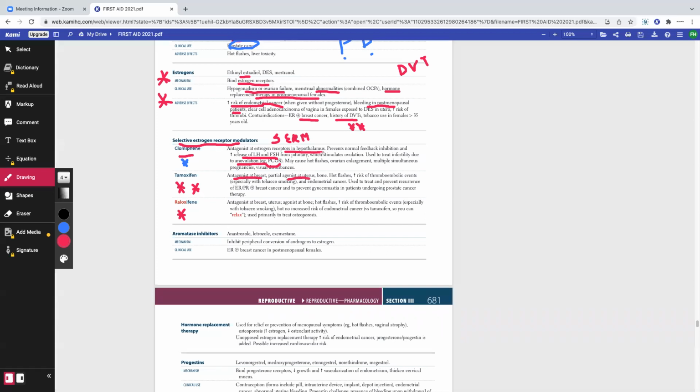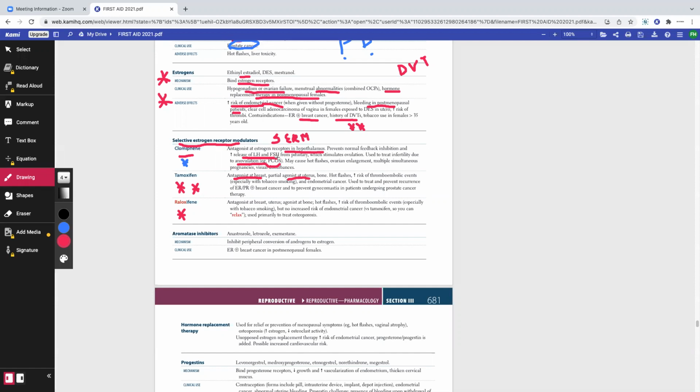So my question is, if there is estrogen receptor positive breast cancer, do we give them estrogen or an estrogen antagonist? Which one? Best answer, please. Agonist or antagonist? Antagonist, very good. So for tamoxifen, if it works as an estrogen antagonist in the breast, is this a good choice of drug for ER positive breast cancer? Yes or no? The answer is yes.